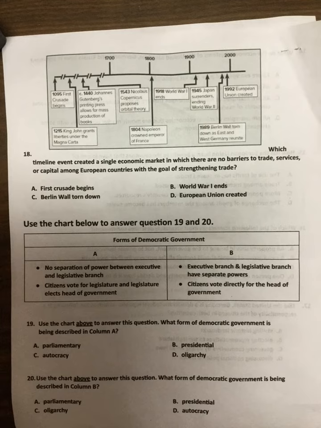Question number 18. Which timeline event created a single economic market in which there are no barriers to trade, services, or capital among European countries with the goal of strengthening trade? A, First Crusade begins. B, World War I ends. C, Berlin Wall torn down. Or D, European Union created?